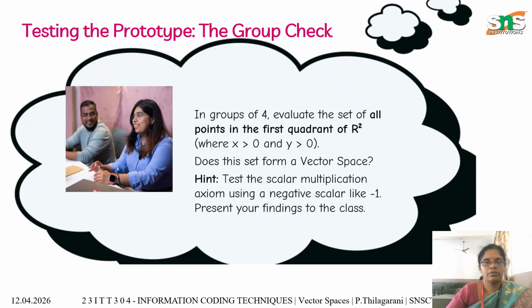Testing the prototype, the group check. In groups of 4, evaluate the set of all points in the first quadrant of R power 2, where x greater than 0 and y greater than 0. Does this set form a vector space? The hint is to test the scalar multiplication axiom using a negative scalar like -1. Present your findings to the class.